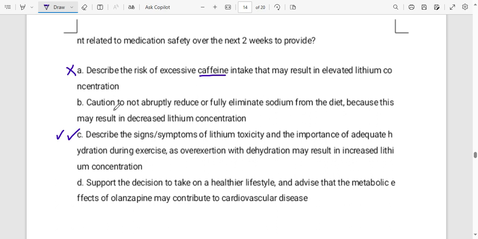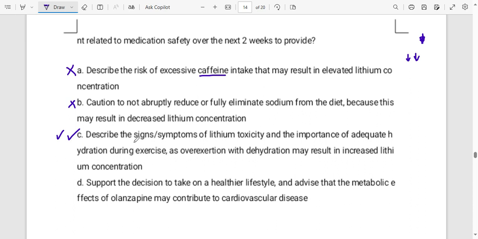And then B, be cautious to not abruptly reduce or fully eliminate sodium from the diet because this may result in decreased lithium. You can think of eliminating sodium properly together with dehydration. When someone is dehydrated, there is increased lithium instead of decreased. So when you don't have enough sodium, like the reduction in water, which is basically dehydration, those are going to result in toxicity. When you lose sodium, sodium is normally lost together with water. So you can think of it in that way. That increases the toxicity for this guy, not decreases.